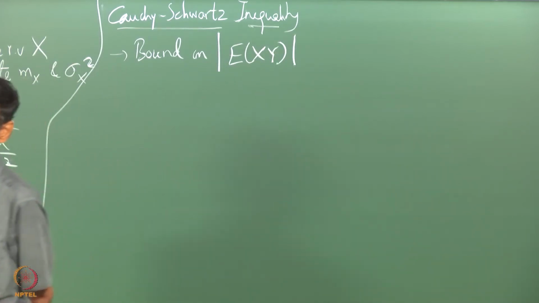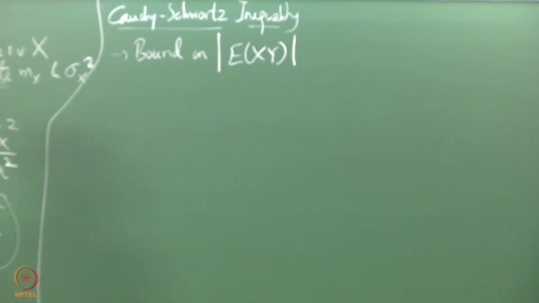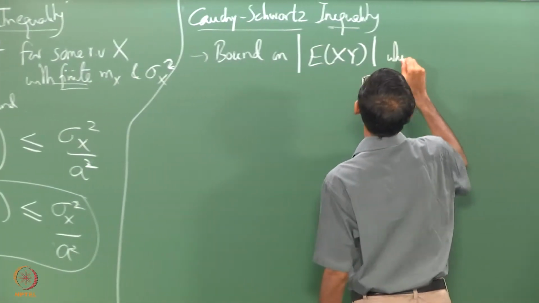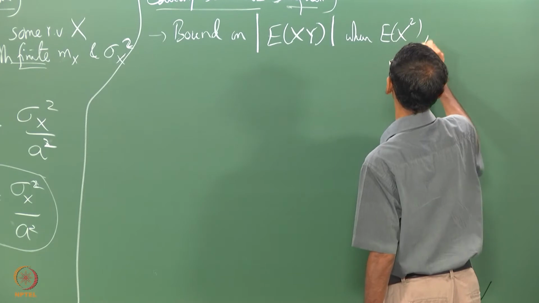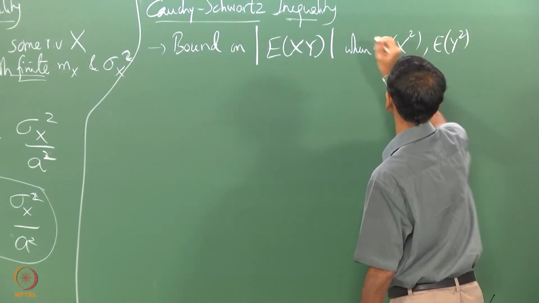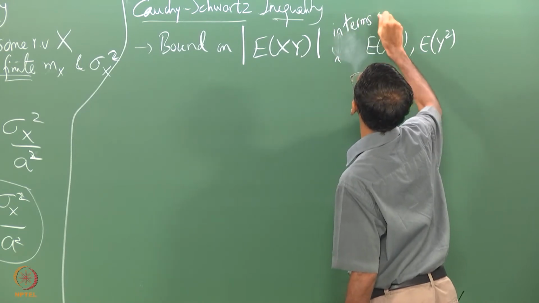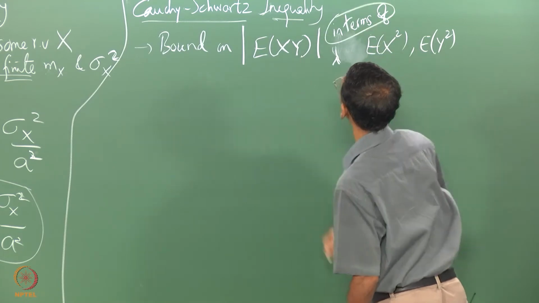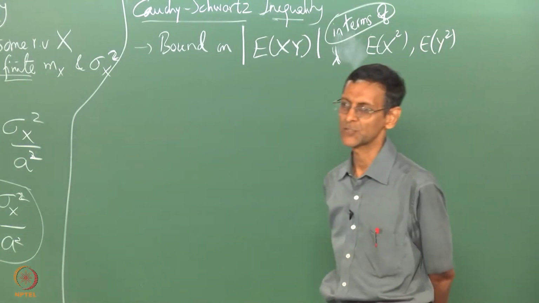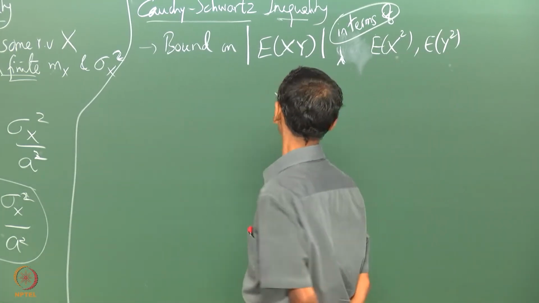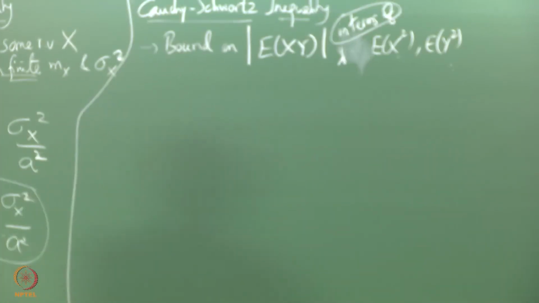So what is this bound? How big can this be for two random variables x and y which have finite means and variances? In other words, you want a bound on this in terms of E of x squared and E of y squared, where we automatically assume that these are both finite. What is this bound? Does anyone recall off the top of the head?